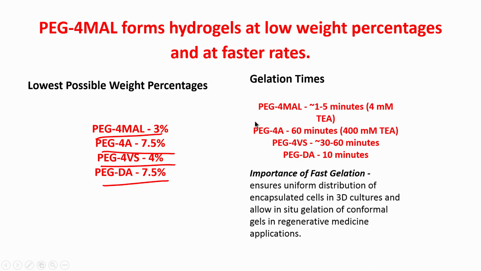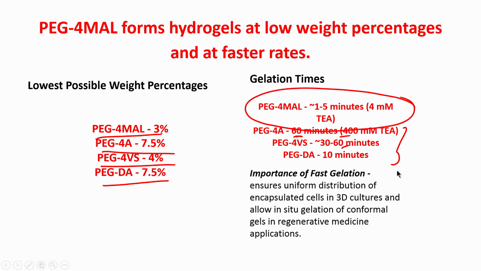And the gelation times are also very different. So, the PEG 4 mal forms within 1 to 5 minutes, whereas the other takes up to 30 minutes and longer duration. So, as I said, they are not very conducive for in situ gelation, because if it is taking 60 minutes to form a gel, then by the time it is injected, in 60 minutes, all the PEG polymer will be dispersed throughout the body.